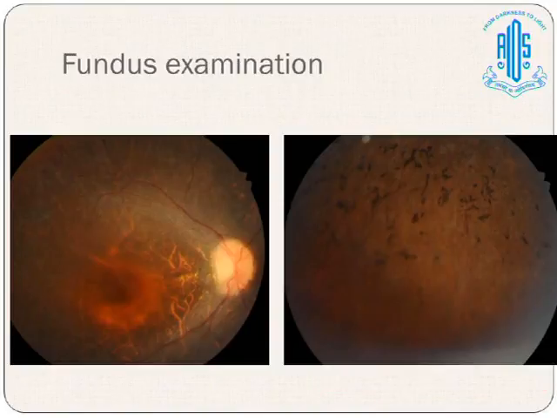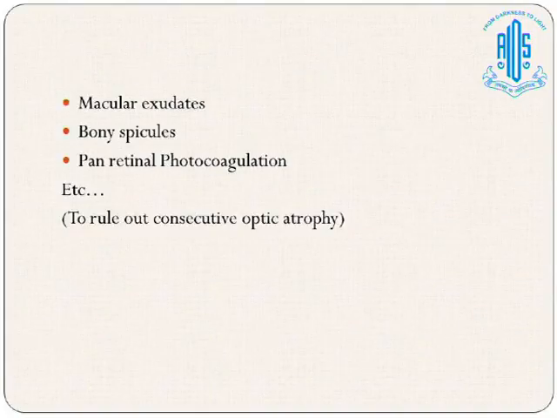amblyopia. Always remember not to focus only on the optic disc. Look at the rest of the fundus to see whether you have any other signs which can explain the cause for the optic atrophy. Like in this case, on the left side you see a metallic sheen, and when you look in the periphery, you see the bony spicules. So either you see bony spicules or macular exudates or pan-retinal photocoagulation. These are all the reasons which will give you, like the one that I am seeing over here, a consecutive optic atrophy rather than anything else.